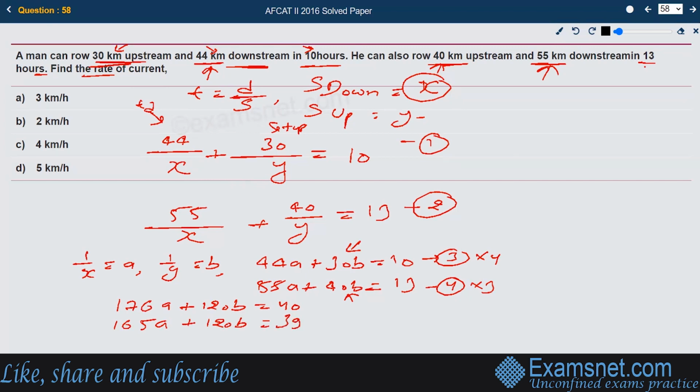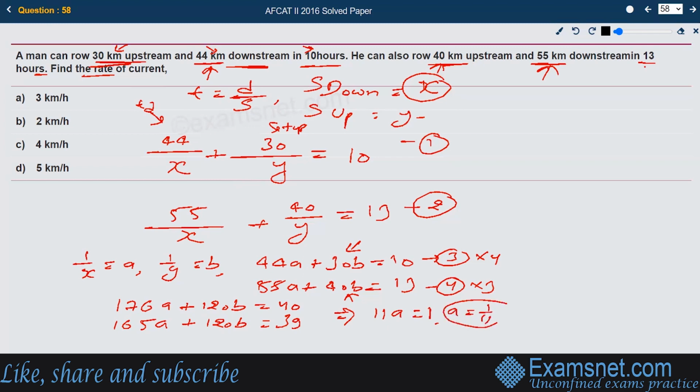Okay, this is what it has become, 40 and 39. These are the two values that we have got. Now if we try to solve this and we subtract these two equations, what do we get? We get 11a is going to be 1. So the a value comes out to be 1 by 11.